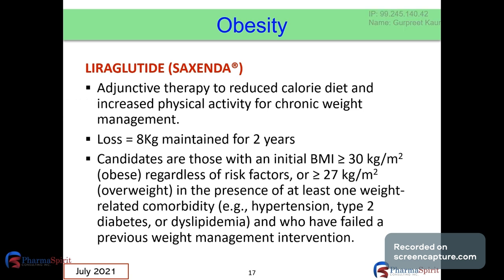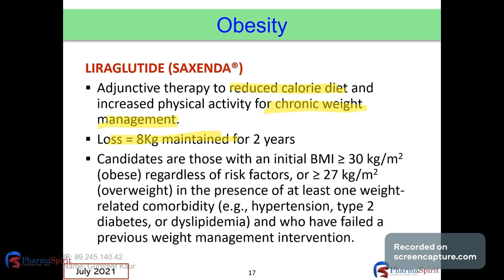Saxenda is indicated as adjunctive therapy for chronic weight management in patients who also use reduced calorie diet and increased physical activity. So it's adjunctive to reduced calorie diet and increased physical activity. It gives the patient about 8 kilograms of weight loss, and this is usually maintained for 2 years.